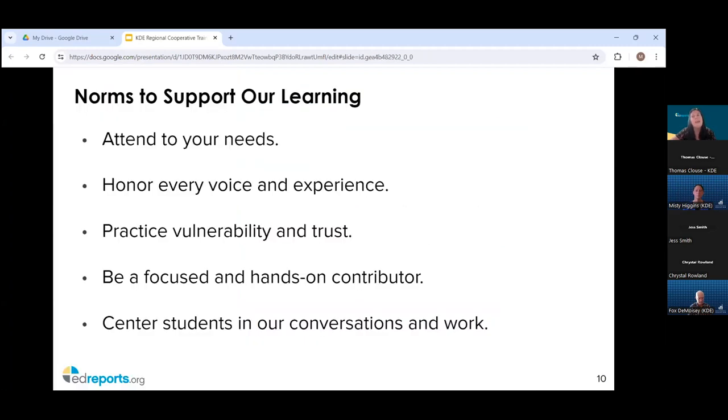To guide our learning today, I want to highlight a few norms outlined on this slide. First, please take care of yourself as a learner and attend to your needs. While we have a break midway through the session, feel free to step away or stretch as needed to practice your self-care. We'll engage in discussions both in breakout groups and as whole groups. Please honor every voice and experience and practice vulnerability and trust. We encourage you to be focused, engaged contributors in both the whole group and the breakout group discussions.